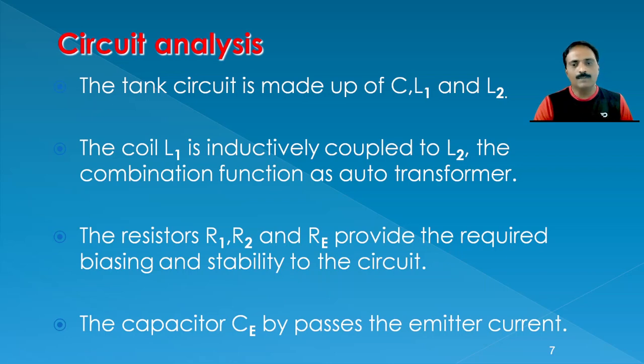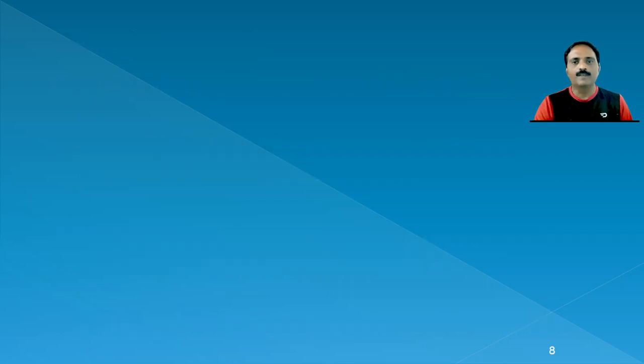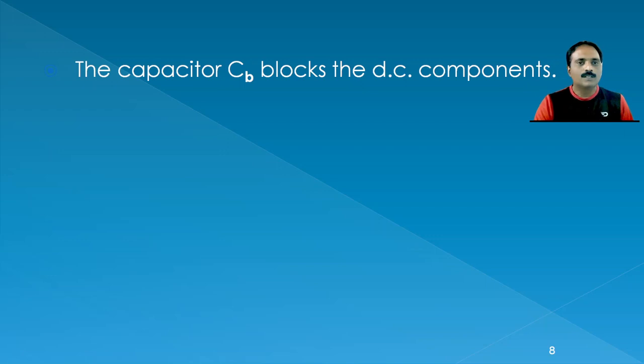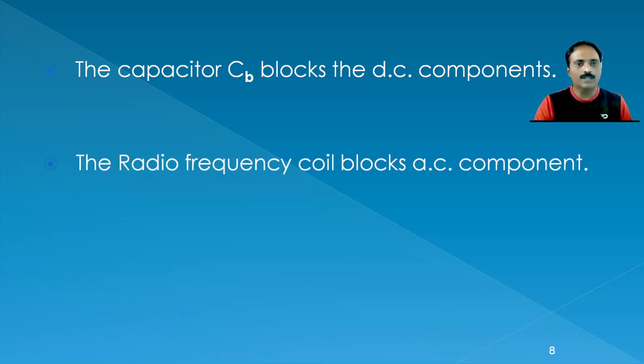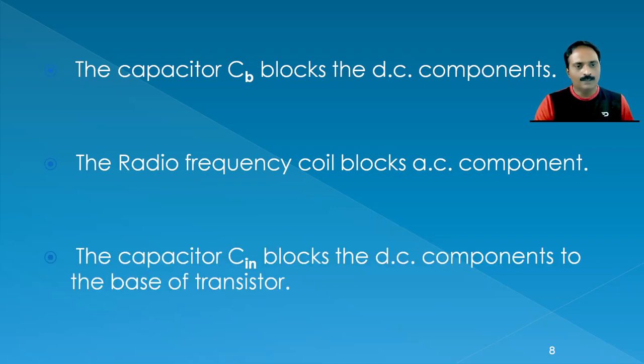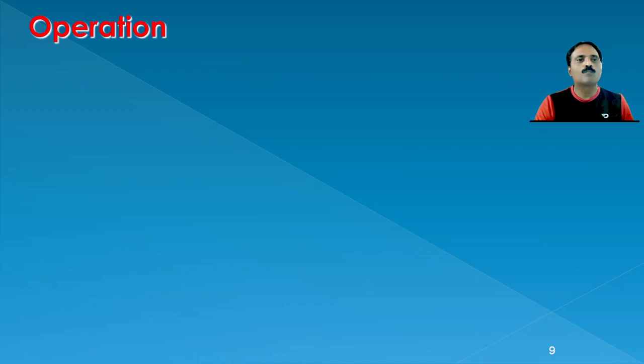And capacitor CE bypasses the emitter current. And the output capacitor, or the coupling capacitor, is going to block any DC component present in the output signal. The radio frequency coil blocks the AC component. The capacitor C input blocks the DC components to the base of the transistor. So all these things are similar to the things that we have seen earlier.